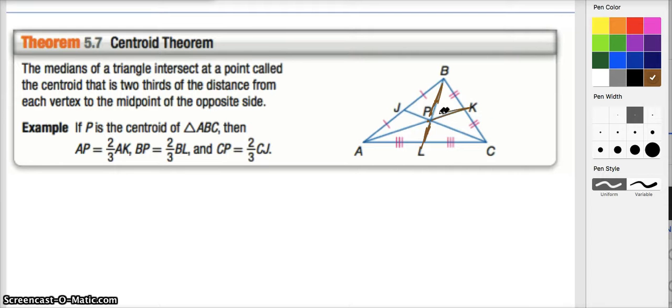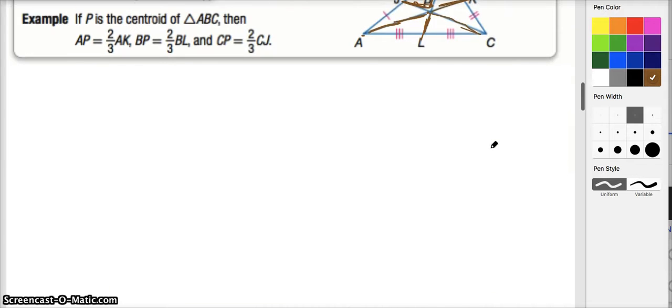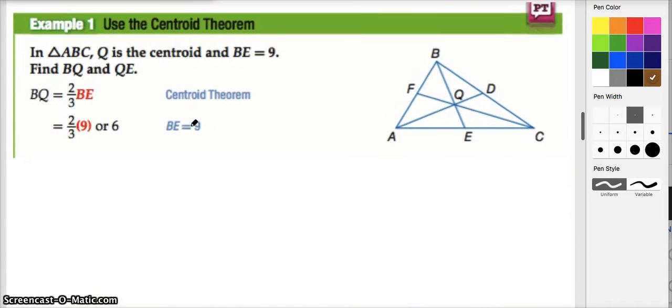This is a third of this segment. This is 2/3 of this segment. So AP is 2/3 where PK is 1/3. JP is a third where this guy is 2/3. So it has that nice relationship there. So let's see if we can figure out some information.